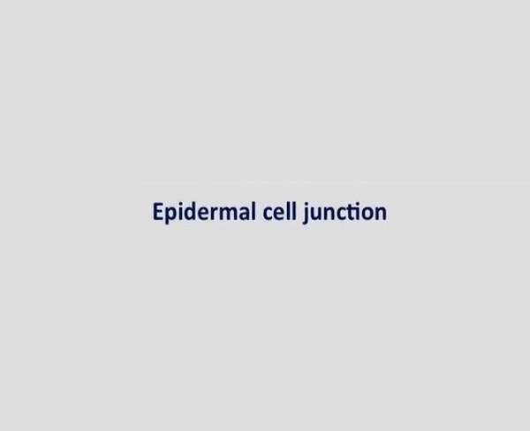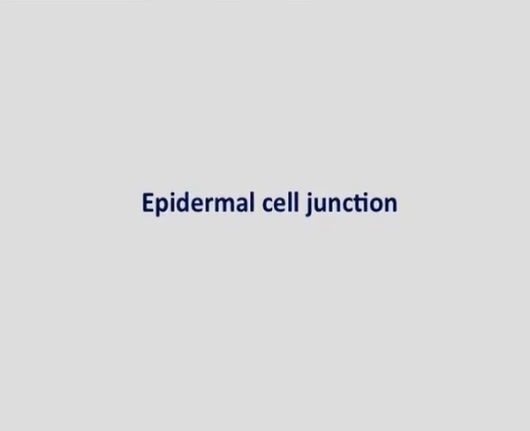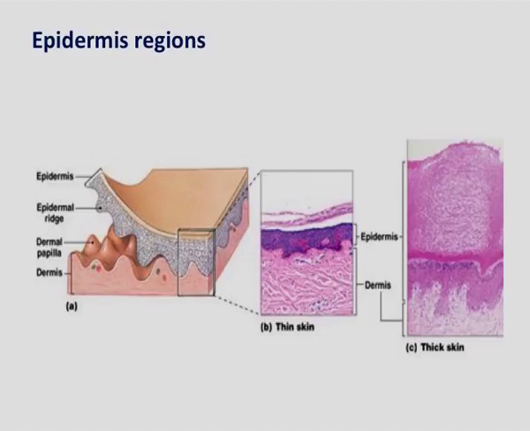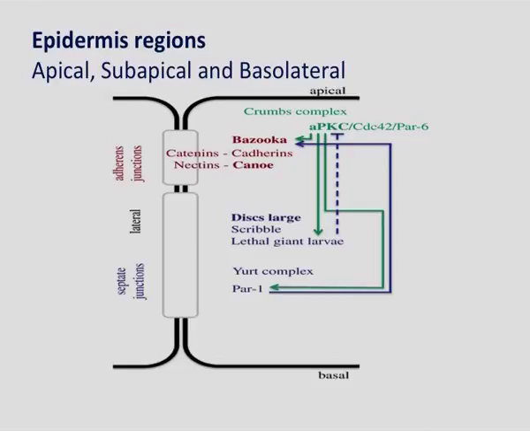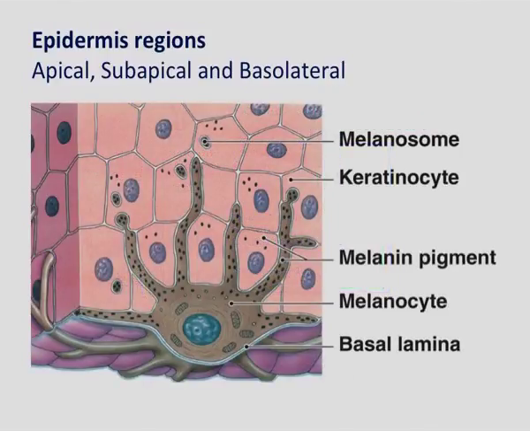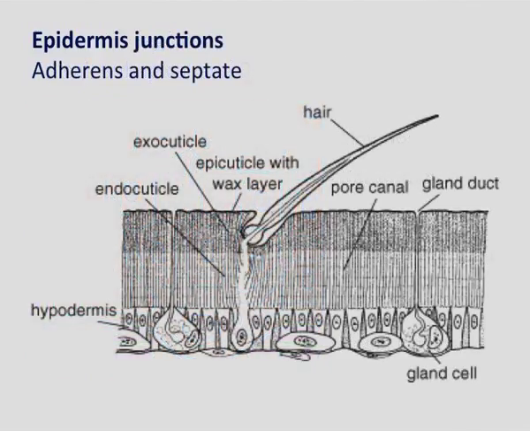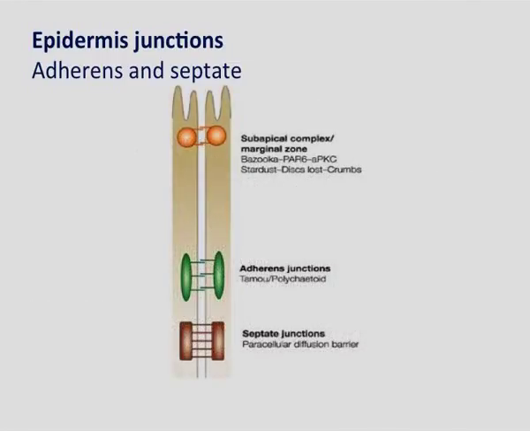The next important topic is the epidermal cell junction. The membrane organization and polarization of epidermal cells depends on cell junctions. Generally, the epidermis has three different regions or domains: apical, subapical and basolateral. They have different proteins. The apical domain has the yellow protein, and the subapical domain has two protein complexes which are essential for junctional assembly. Adherens and septate junctions are the two identical junctions in the epidermis.